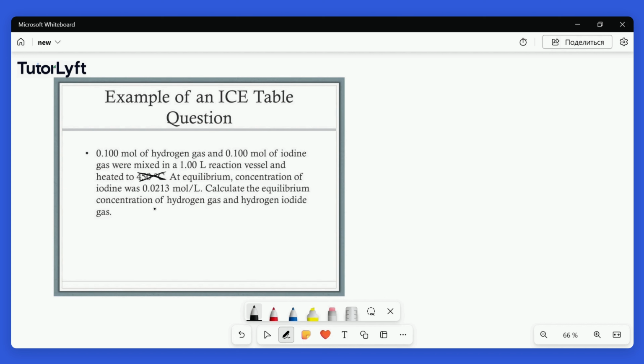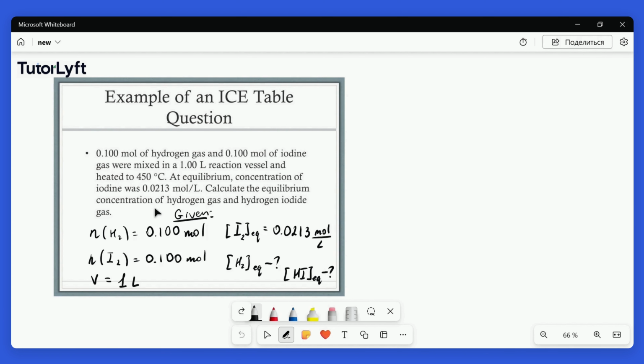We have equilibrium concentration, which we're going to talk about a bit later, and why it is important is exactly the word equilibrium. So here's what's given. We have n of H2, 0.1 moles, n of I2, 0.1 moles, volume, which is 1 liter, and concentration at the equilibrium. Super important. We have to write this sign down, equilibrium.